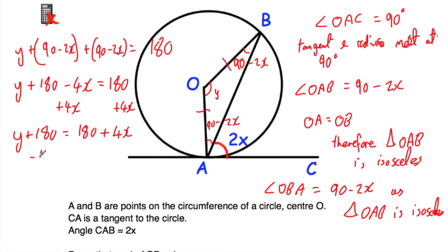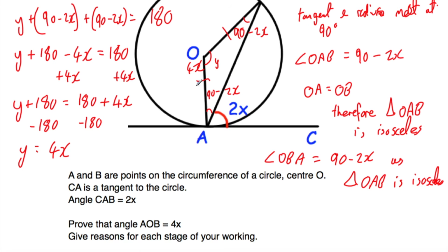Now we want the y on its own, so let's take away 180 and take away 180. And when we do that, on the left hand side we'll be left with y, and on the right hand side we had 180 plus 4x. We're taking away the 180, so that's equal to 4x. So that means that y would have to be equal to 4x. So y is equal to 4x. We've shown it, and we've just proved it.